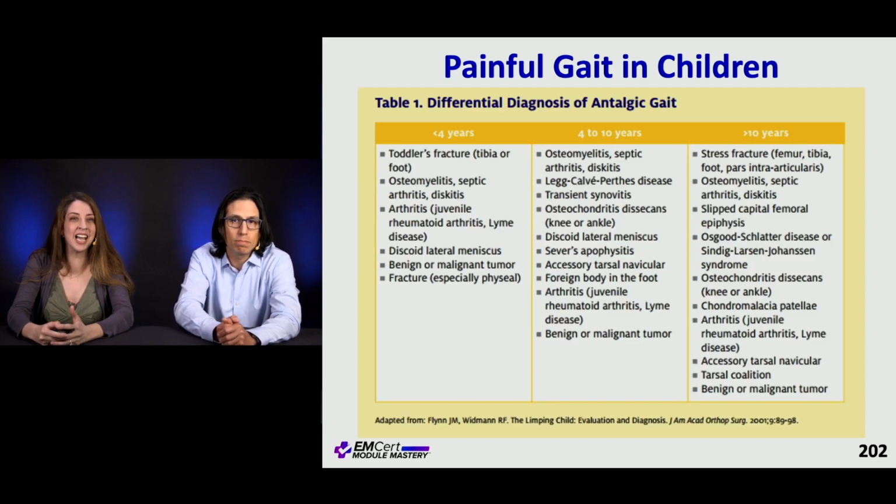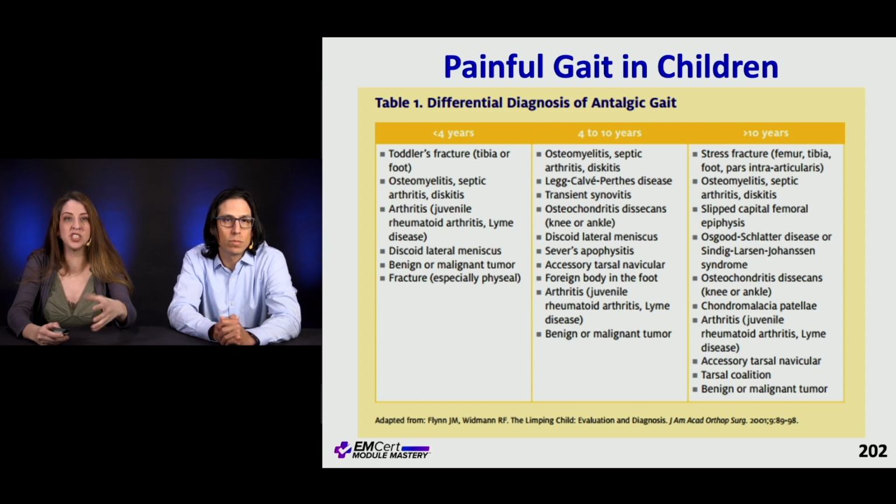So this next slide is a painful gait in children. This is your great reference slide. It breaks it down by age: less than 4, 4 to 10, and then greater than 10. And it talks about toddler fractures, then for 4 to 10, osteomyelitis, and as we talked about before, Legg-Calvé-Perthes disease and SCFE. So I think that this is a good reference slide to use as needed on the exam.